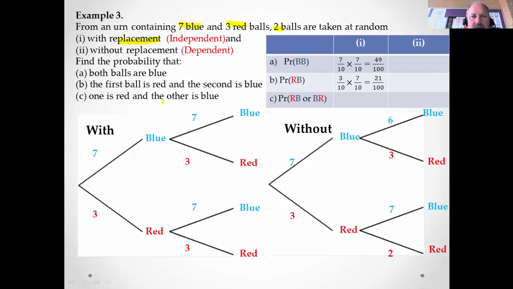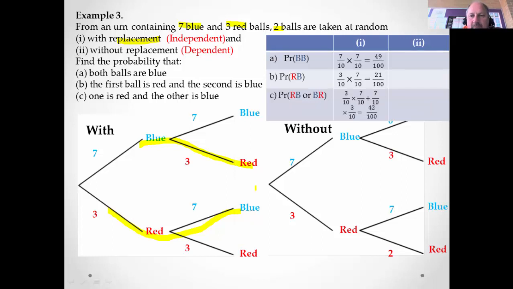And the last one says 1 is red, 1 is blue. So I can actually go this pathway or this pathway. So I have to add those two probabilities together. So I've got 3 tenths times 7 tenths, or 7 tenths times 3 tenths. That's what's here, and that equals 42 out of 100.